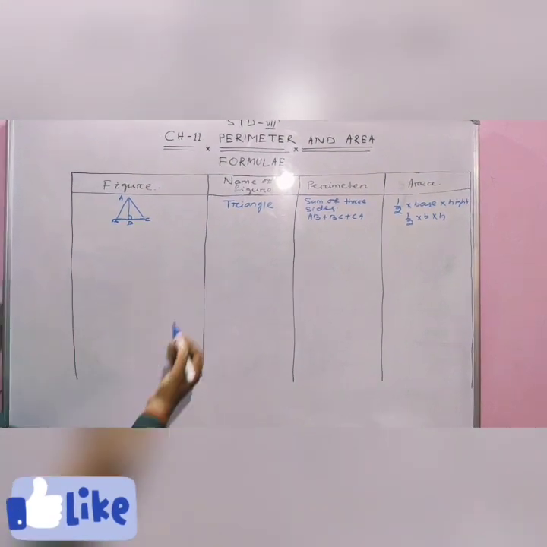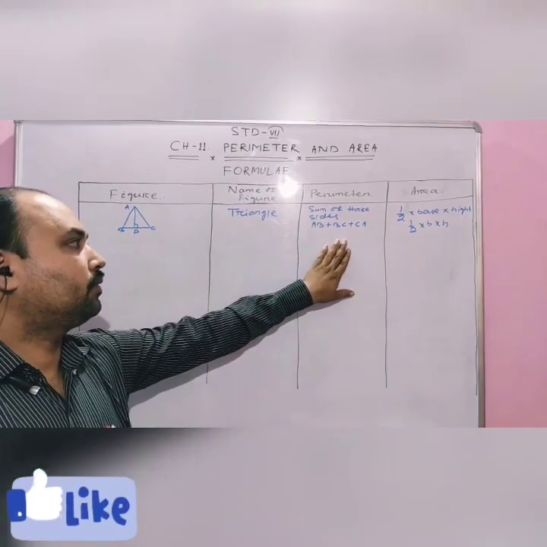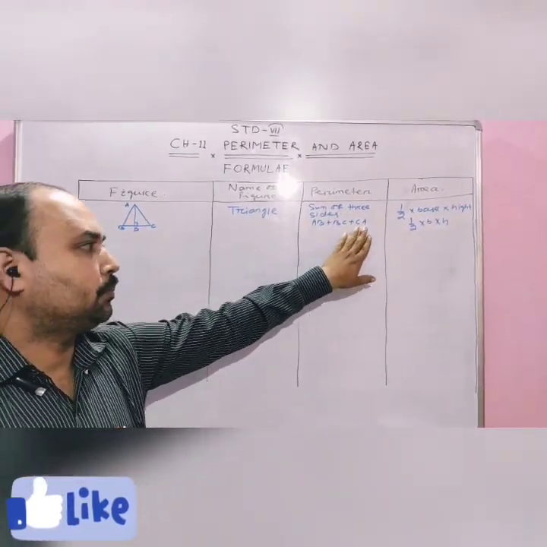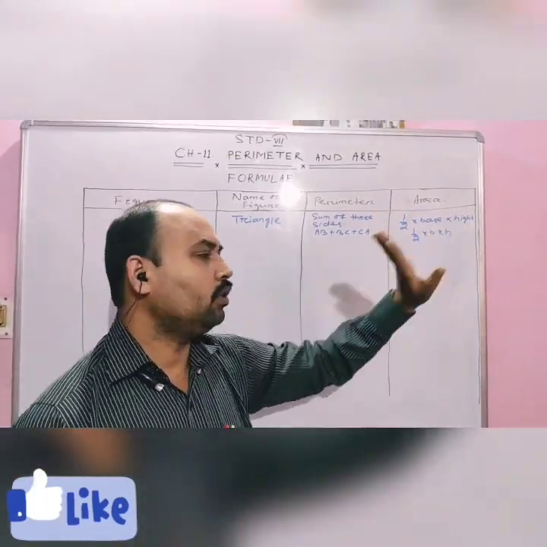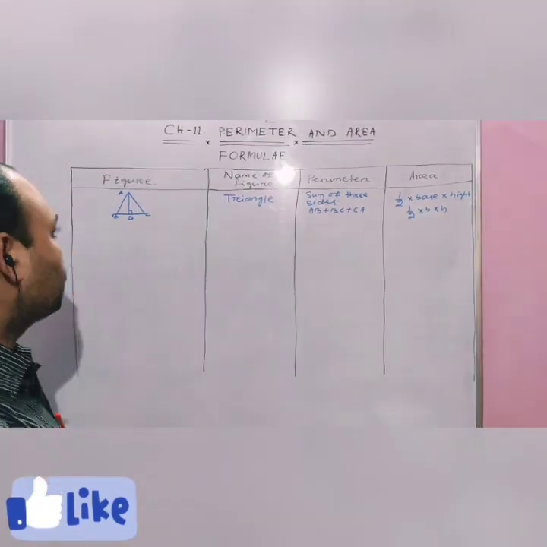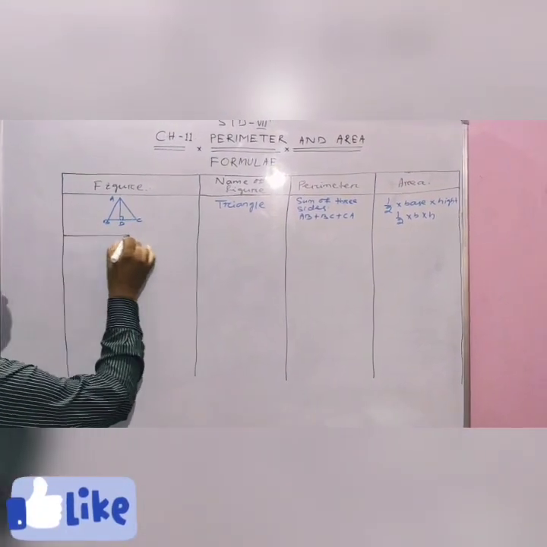It is the formula of the triangle. Perimeter is the sum of three sides, meaning AB plus BC plus CA, and area is half into base into height, or 1/2 base into height. Okay, that is one completed. Now the second one will start.